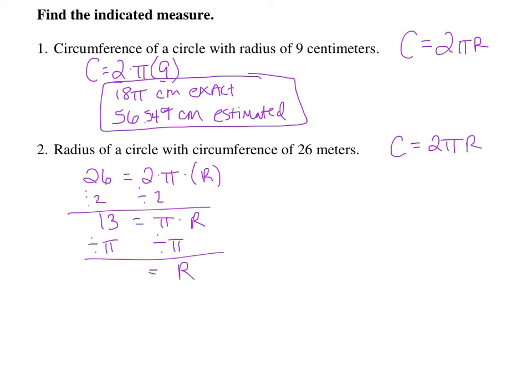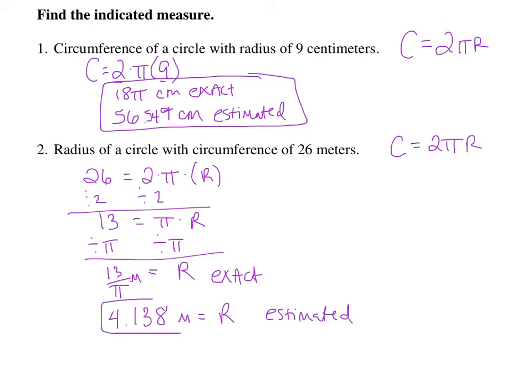So when you do that, we end up with 13 over pi, and that would be my exact answer, which you're really not going to write it like that so much, and that would be in meters. Or if we actually type it in, we'd get 4.138 meters for my radius, and that would be my estimated answer. That's probably the more common one you're going to see between the two of them.